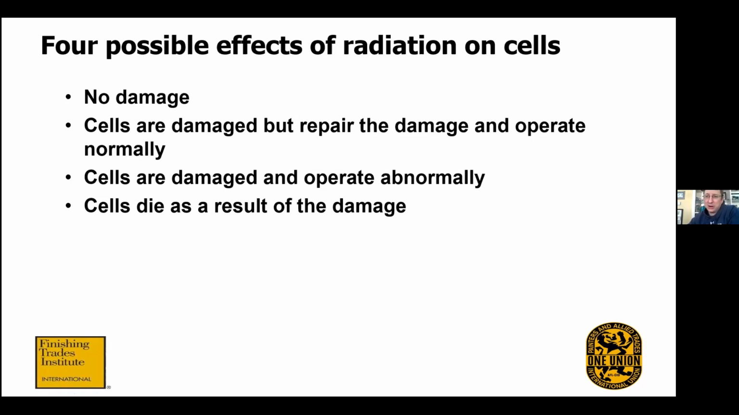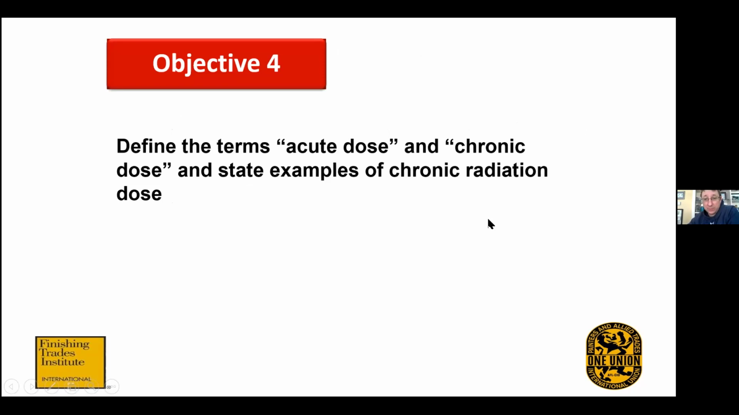I guess much like a car riding on a flat tire, right? It still operates. Well, I wouldn't call it normally, but it's still going down the road. And then cells die as a result of the damage. I'm sorry, cells can get damaged and operate abnormally. This is our cancer here, right? Or they're not functioning in the way that they're intended.